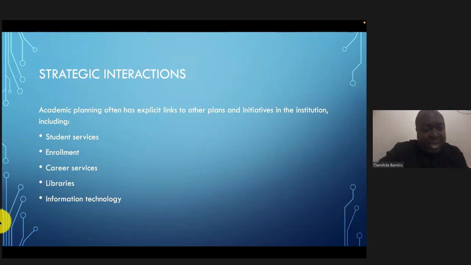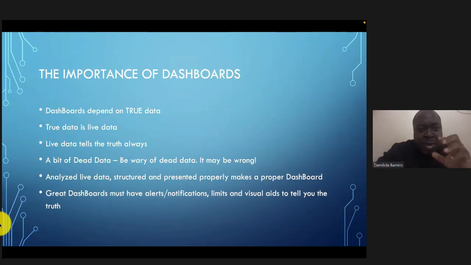Of course, last but not the least on my list is information technology. Every academic planning unit is like what I call the second level IT unit of the institution. Everything technology is doing must lead up to academic planning, whether you like it or not. Now, if you look at when you want to create a management dashboard, this does not concern academic planning. This is actually just what I call the bread and butter of any dashboard.